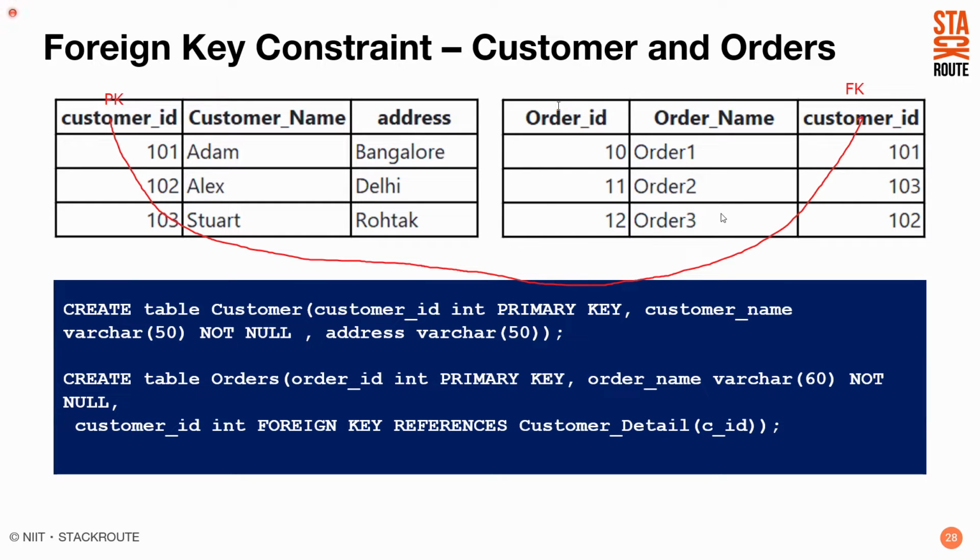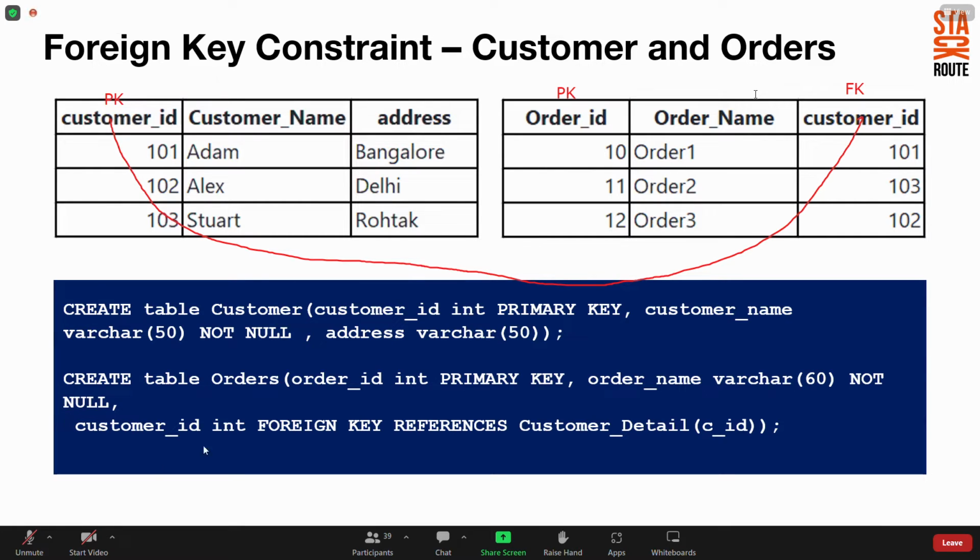Tell me what is a primary key of order table? Order ID. Don't get confused. One table can have primary key and foreign key. Can I have 2 foreign keys for a table? Think and answer me. Yes, ma'am. Possible. 2 foreign keys are also possible.